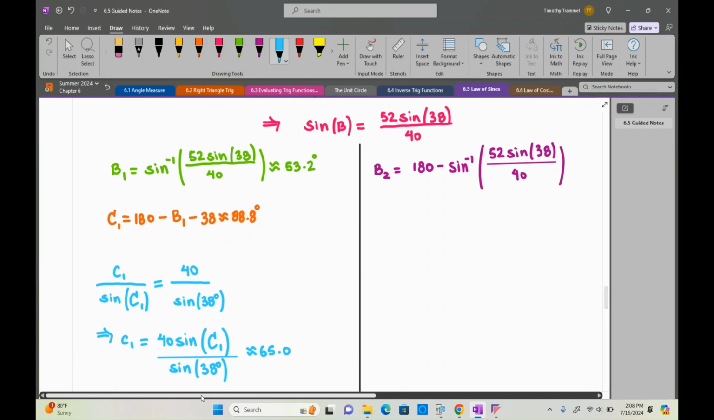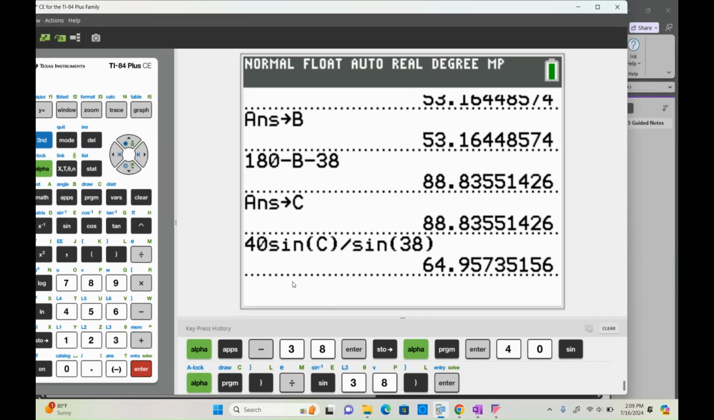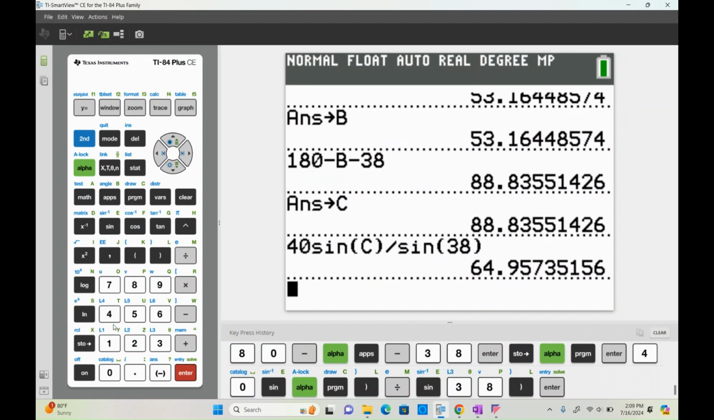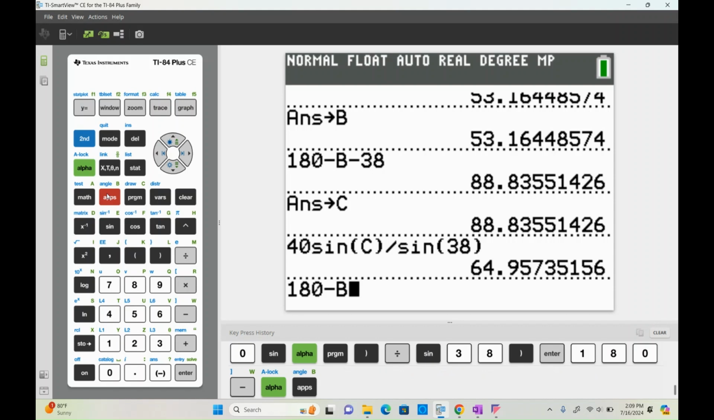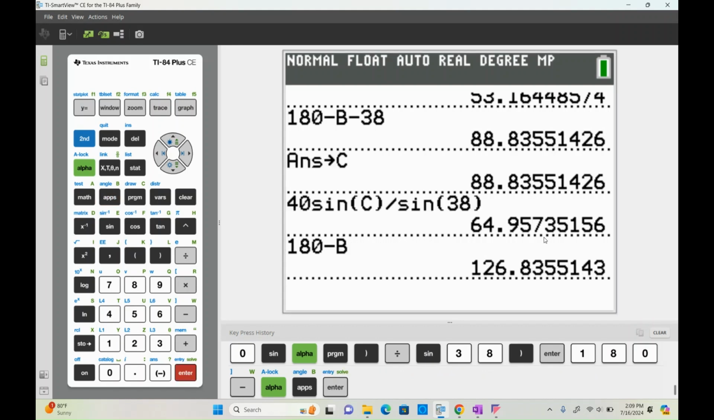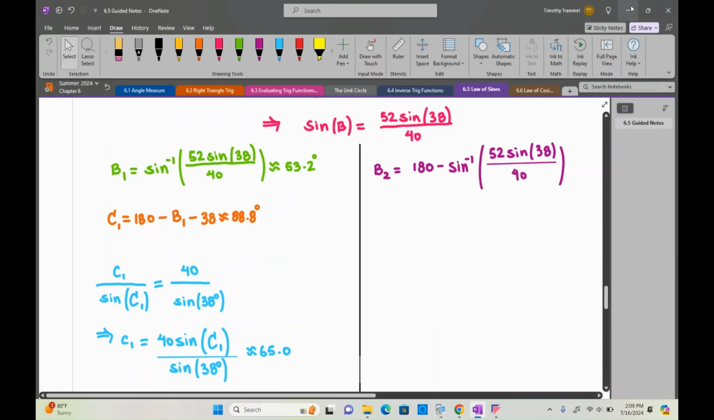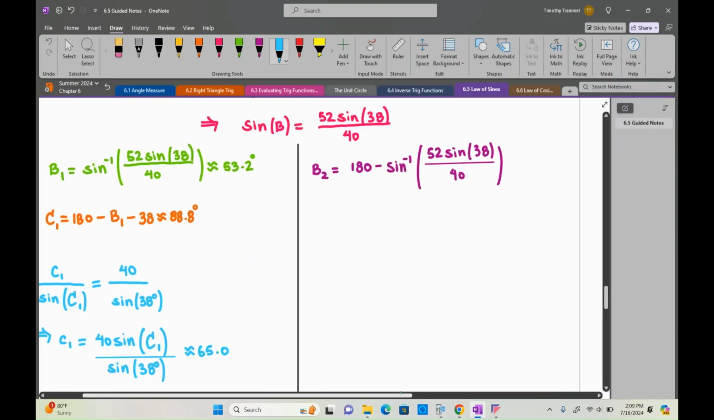But again, B could have been an obtuse angle rather than an acute one. So what I'm going to do here is, I did store that B value in my calculator, the previous one. So I could type in here 180 minus alpha B. And so here's my obtuse angle, 126.8. Let's go record that. And that is an angle.